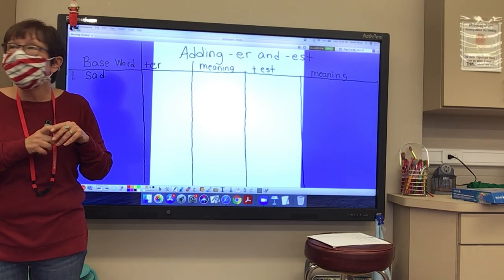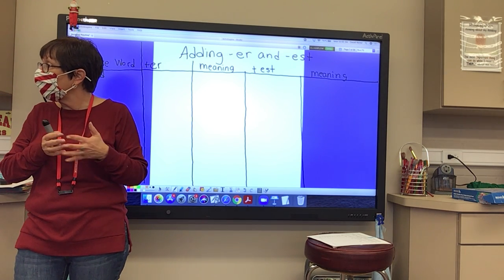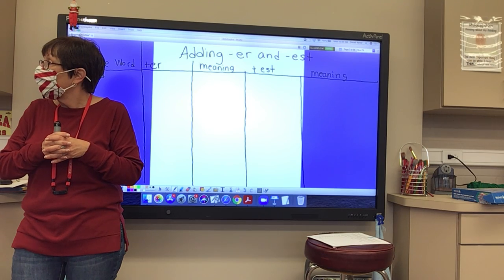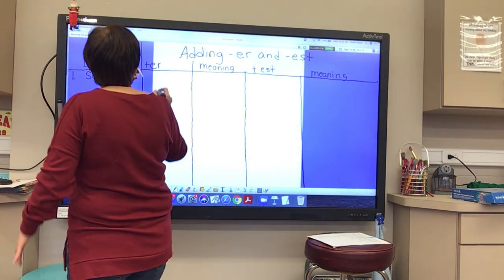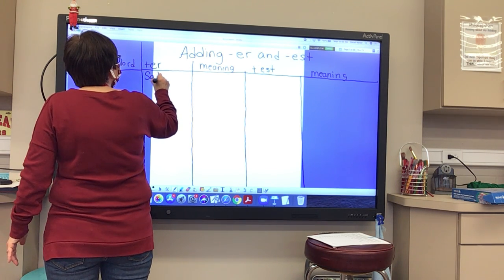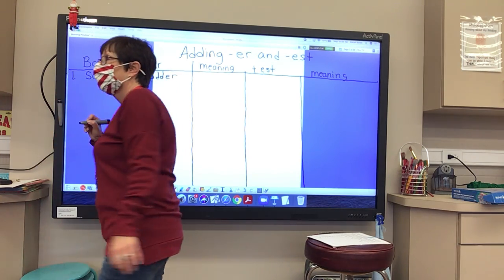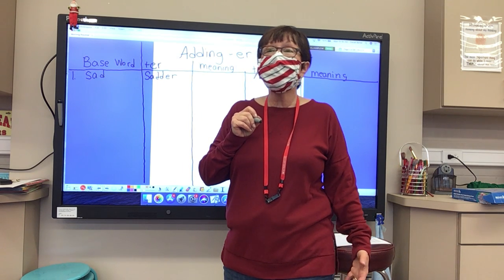So how am I going to spell this word when I add ER to it? Mikey? So you're going to double the ending consonant on sad. And what? So it's going to be sadder. S-A-D-D-E-R. So let's write sadder. And sadder has a meaning.